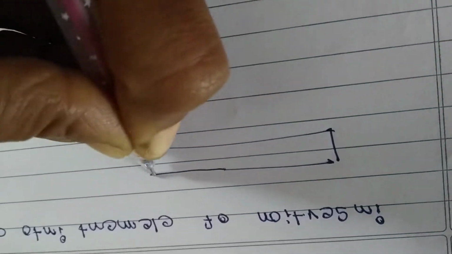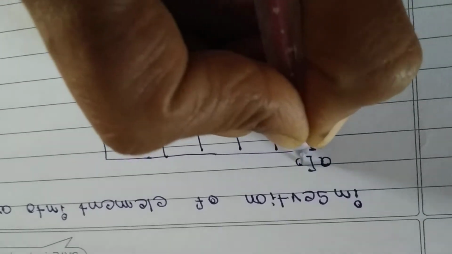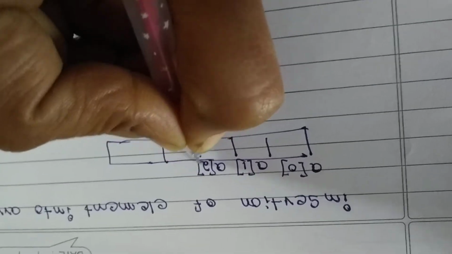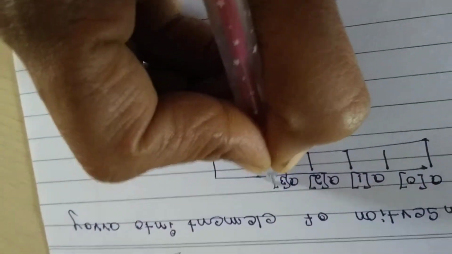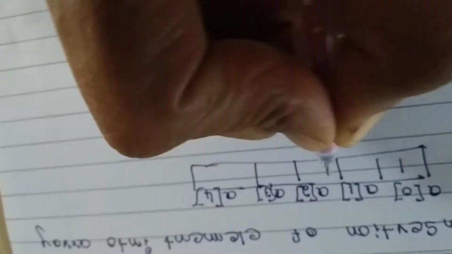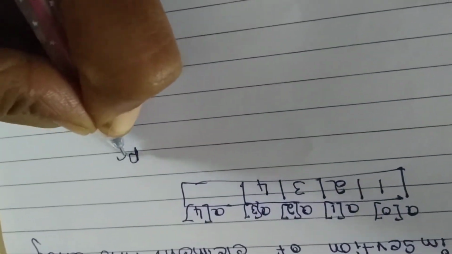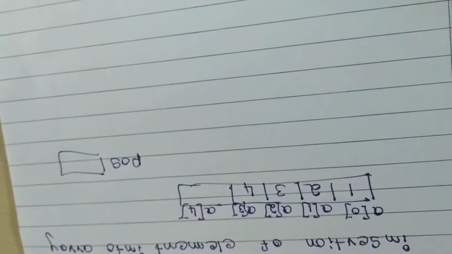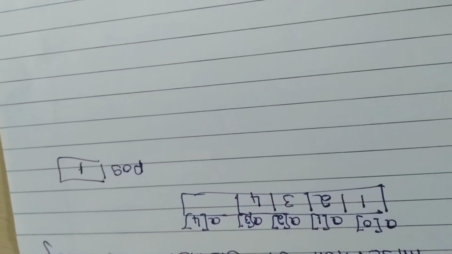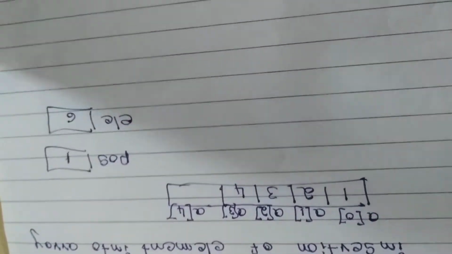Let us draw one array. So these are the elements in the array: a of 0, a of 1, a of 2, a of 3, a of 4. This is an array which consists of, for example, 1, 2, 3, 4 elements. Now my problem is that at a particular position an element should be inserted. I need to tell the position. I want the element in position 1, and the element that should be inserted is 6.